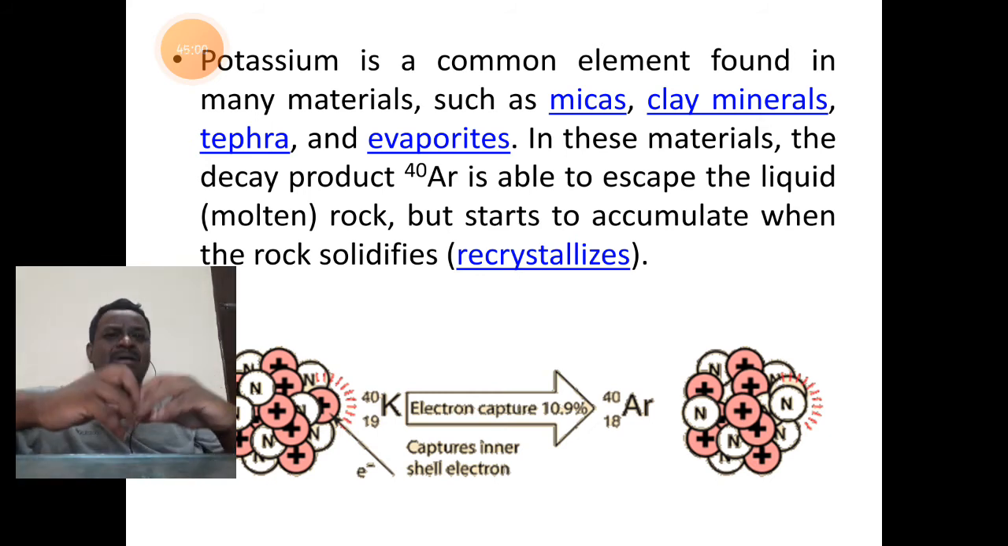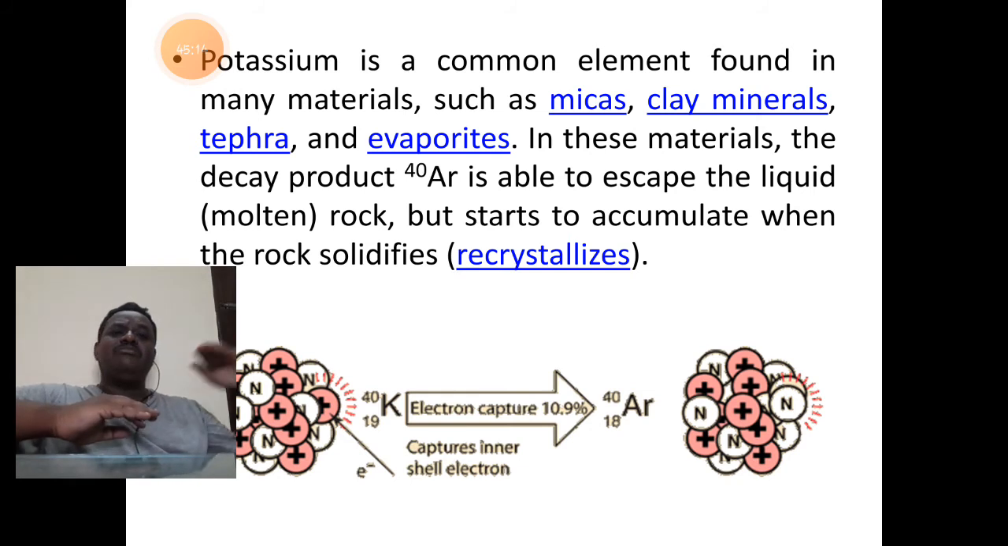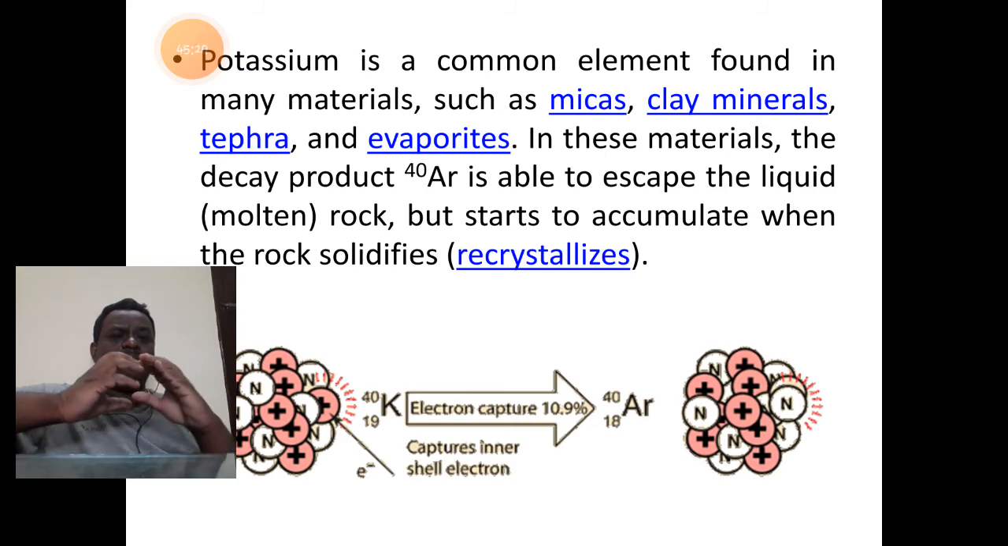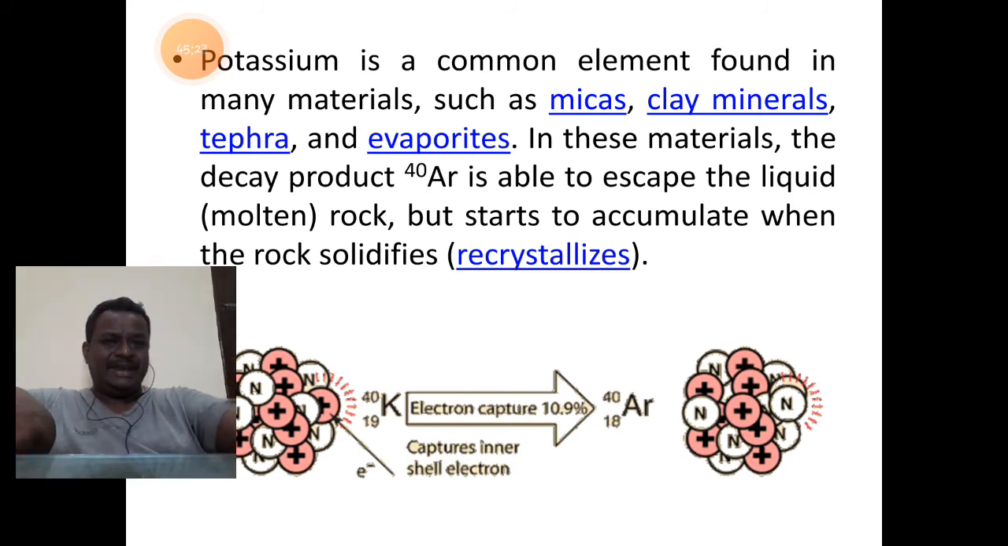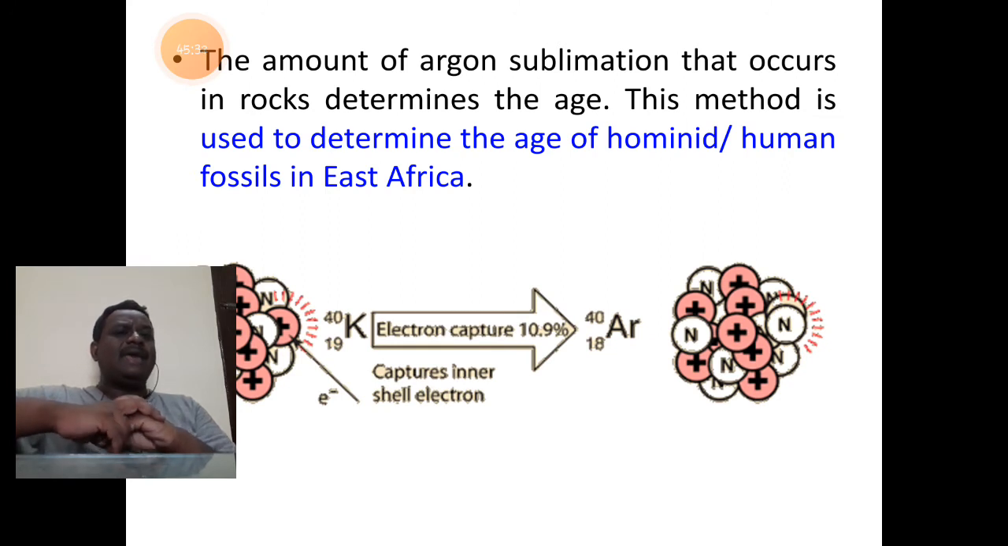This argon-40 now slowly deteriorates to form molecules within the rock that gets solidified. So the amount of argon which got sublimated in rocks can give the age of that particular rock, because it's again a radioactive process.